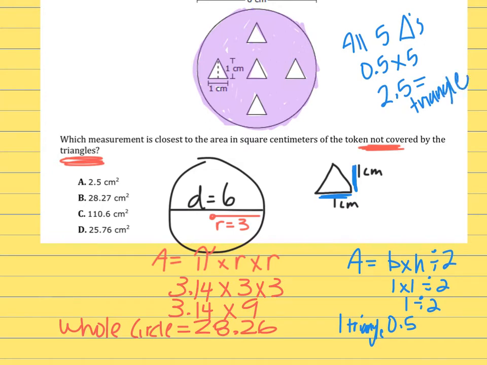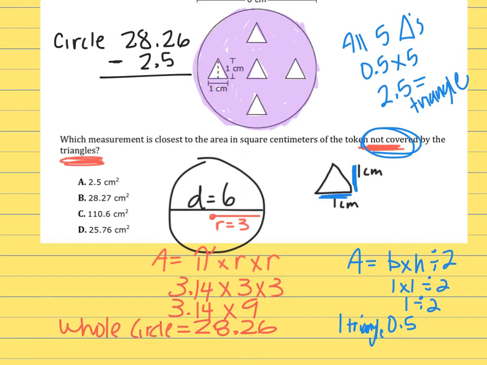But the question said which one is not covered by a triangle. So my last step is take my circle, which is 28.26, and subtract the triangle amount, which is 2.5. And then I would get my leftover of being 25.76. So that would be D.